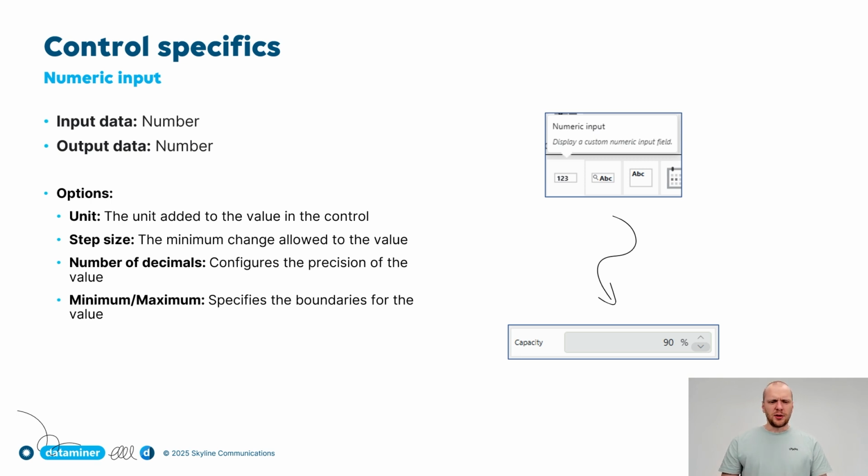Then we have a step size, which is the minimum change allowed to the value. This minimum change is typically used whenever you hit the arrows on the right-hand side of our numeric input. Then we have the number of decimals, which configures the precision of the value, if you're dealing with decimals, of course. And then we have a minimum and a maximum, so you can define a valid range that could be useful. Perhaps you're dealing with a percentage, so then 0 to 100 makes a lot of sense.